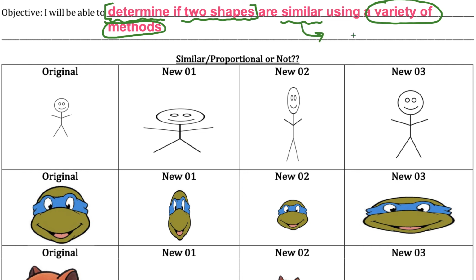Similar is another word for, or geometrically, well, you can think about it as proportional. How about that? Proportional in geometry, we'll say.